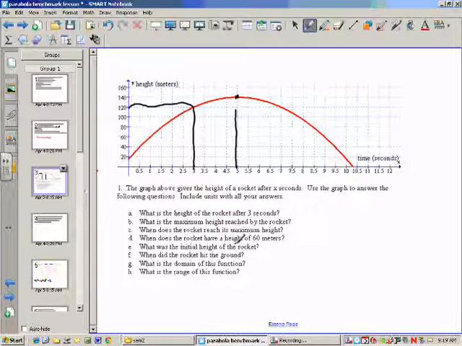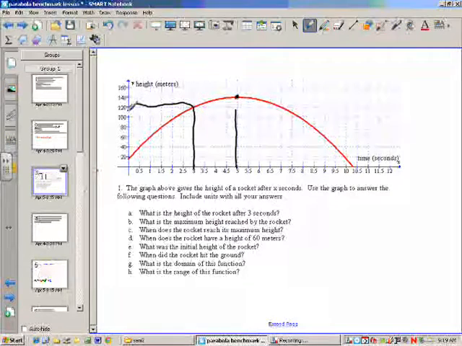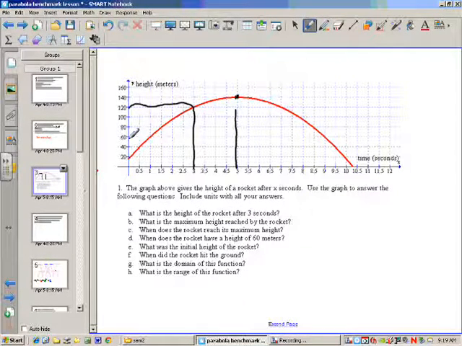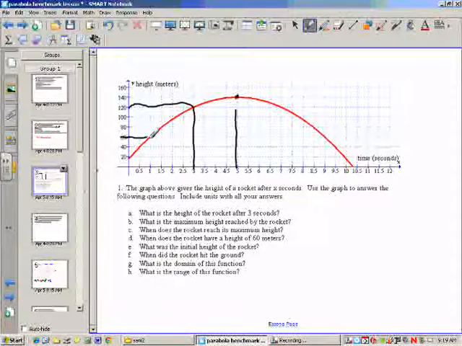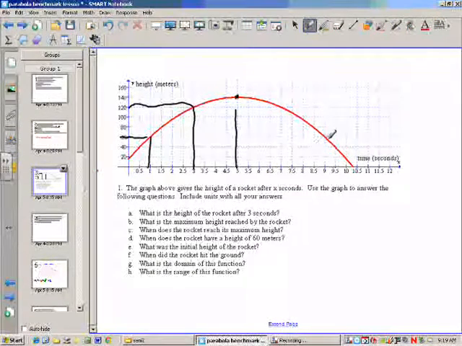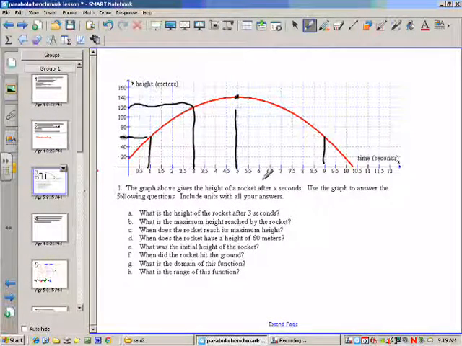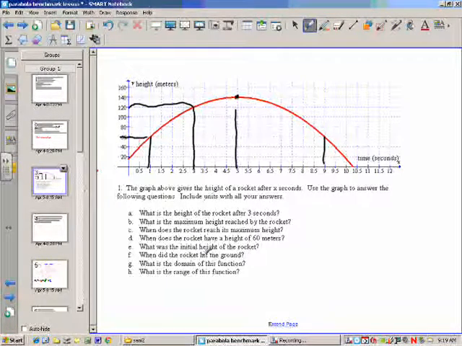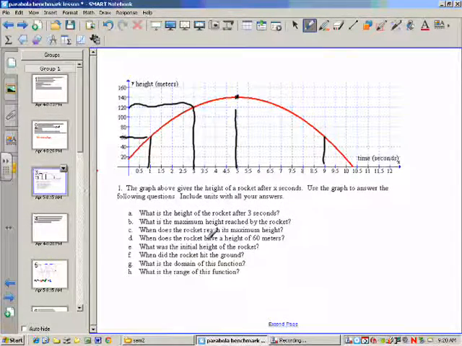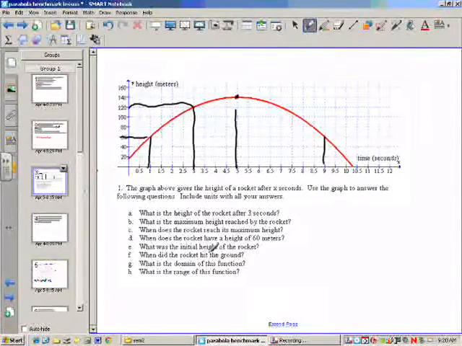When does the rocket have a height of 60 meters? Instead of looking for the highest point, we look for the value of 60, and we notice, like most quadratics, that we have two values for one output. There are two ways to get there, at 1 second and at 9 seconds. So at 1 second, this height of 60 meters is hit on its way up, and then on the way back down it hits it again.